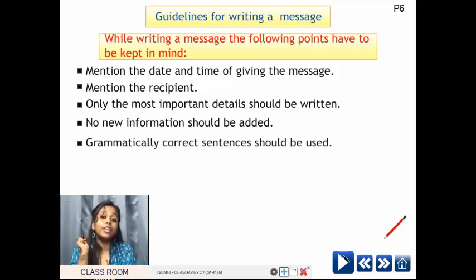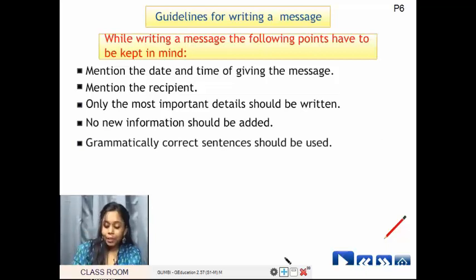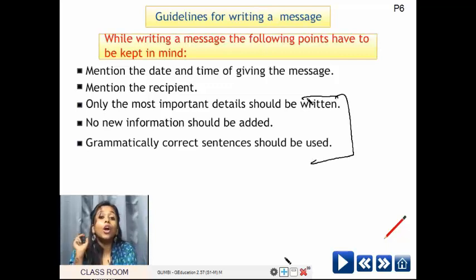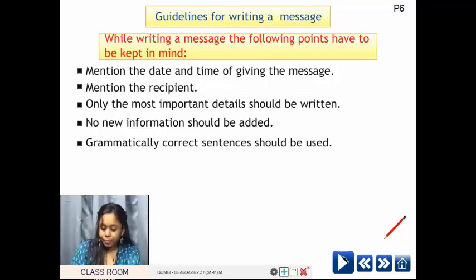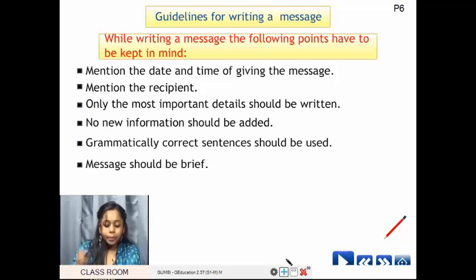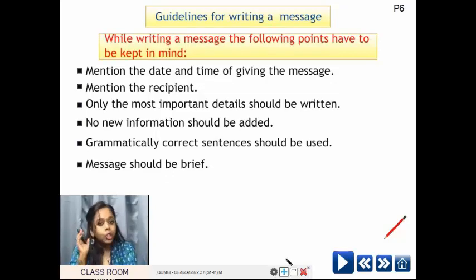Then the content of the message. See, all these three are within the content of the message, meaning the main body of the message. This one also. Only the most important details should be written. You have to remember it's a message, it is short. Only the urgent thing, the important thing should be clear.